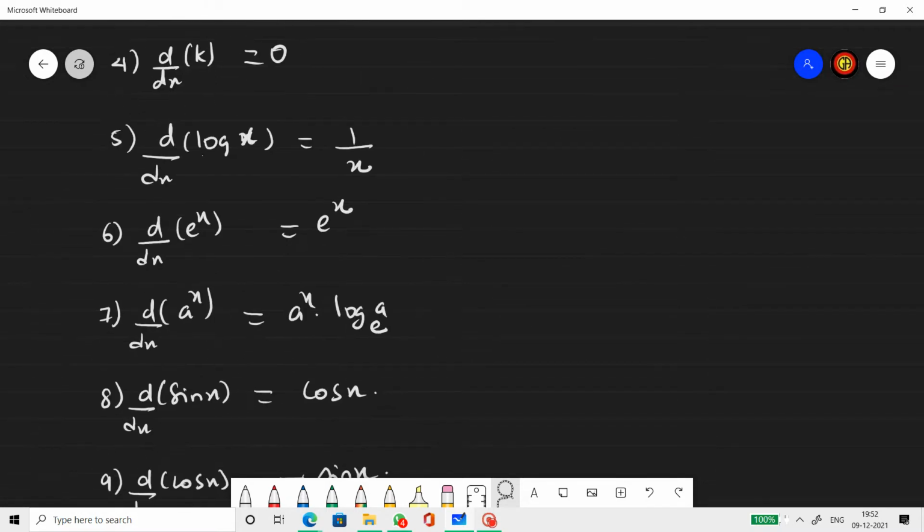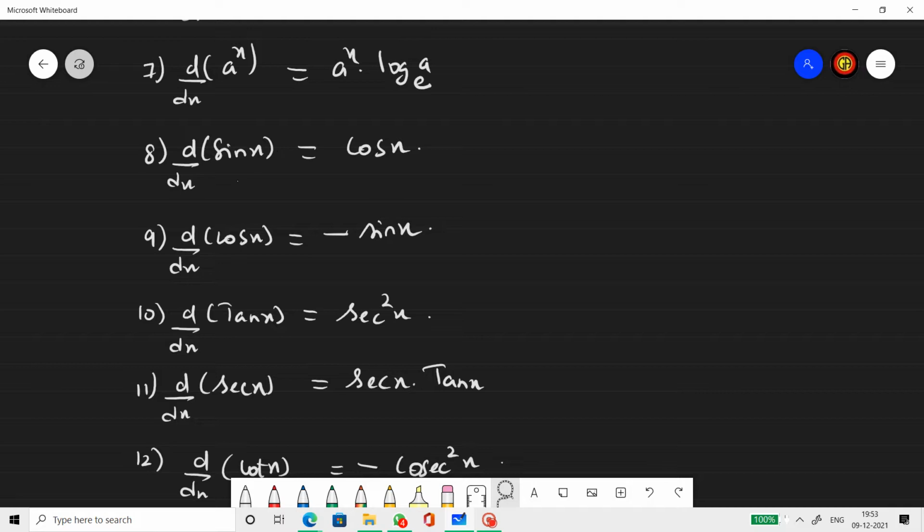Now, differentiation of log and exponential functions. Differentiation of log x is 1 by x. Differentiation of e to the power of x is e to the power of x itself. If it is a to the power of x, it is a power x into log a base e.